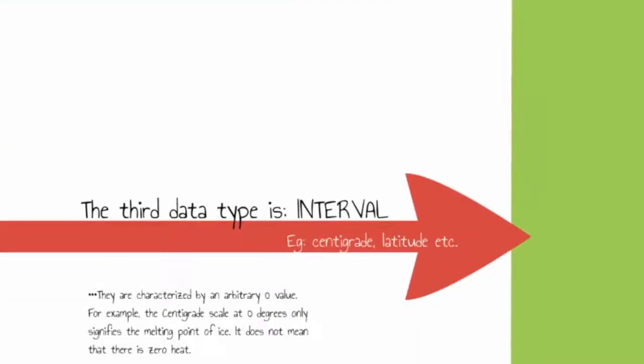The third data type is the interval data type. Interval data type is a little tricky to understand, but let's take a very simple example. Take the centigrade scale where you measure the heat, right? 0 degrees centigrade simply means ice was formed at 0 degrees centigrade. So somebody for convenience sake decided that 0 degrees would mean that ice is formed, right? But 0 actually doesn't mean that there is no heat. So the interval data type is one where the 0 actually does not mean null.